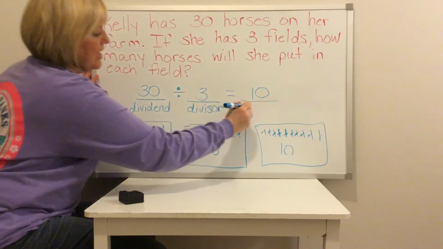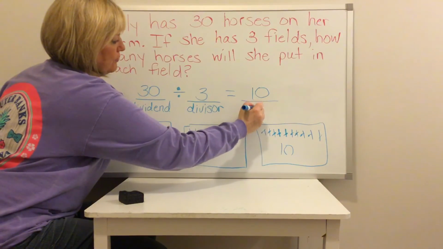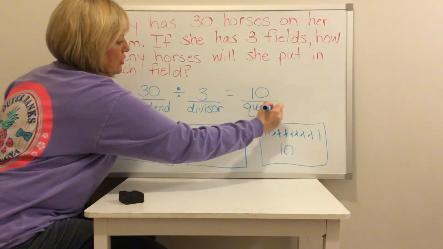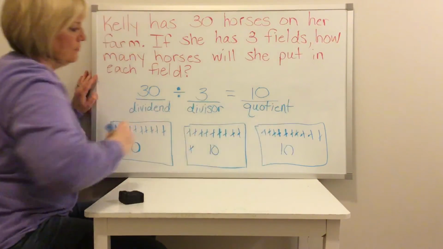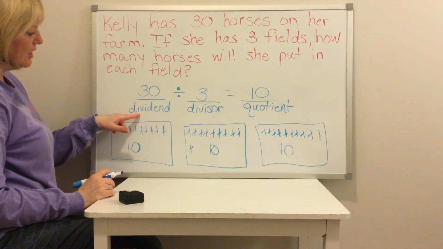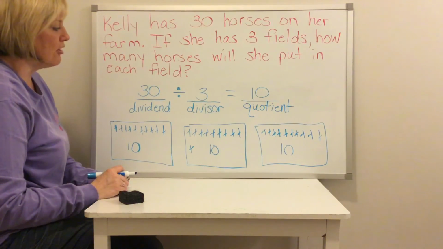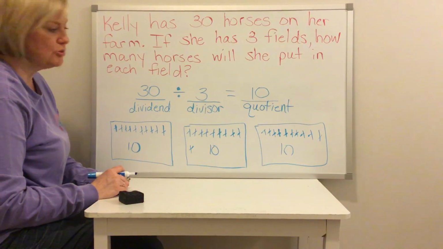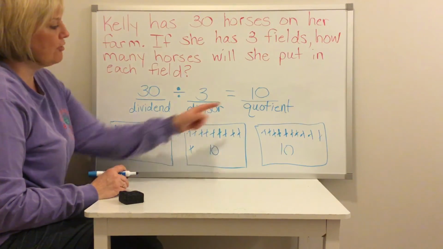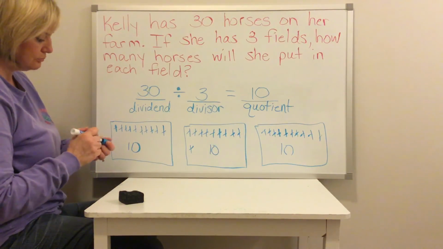And remember that the answer to a division problem is called the quotient. So we have a dividend at the beginning that tells us how many altogether. The divisor tells us how many are in each group or how many groups we have. And then your answer is called the quotient.